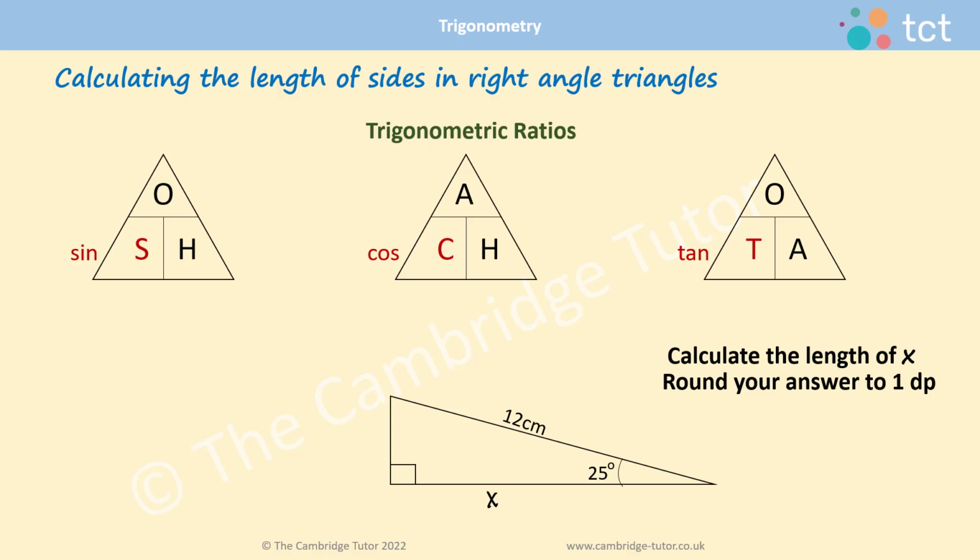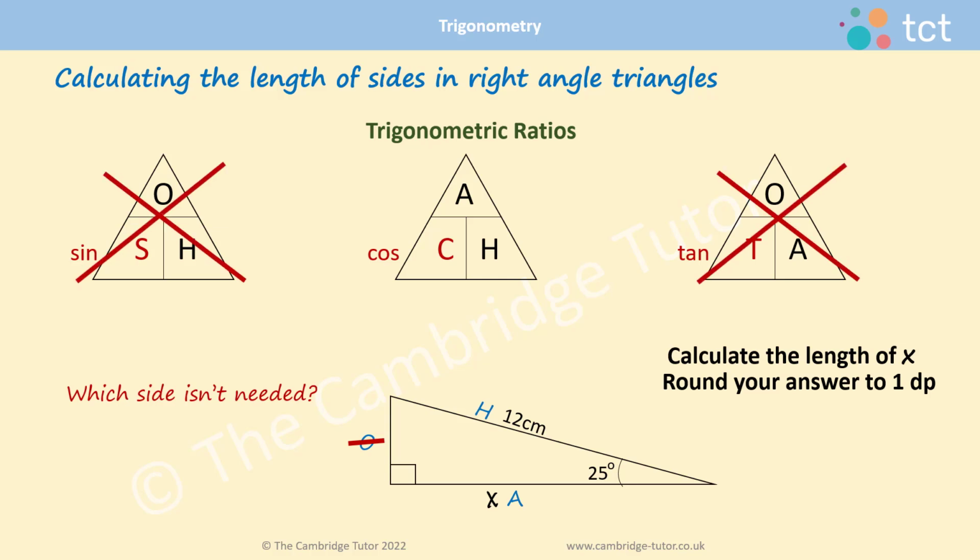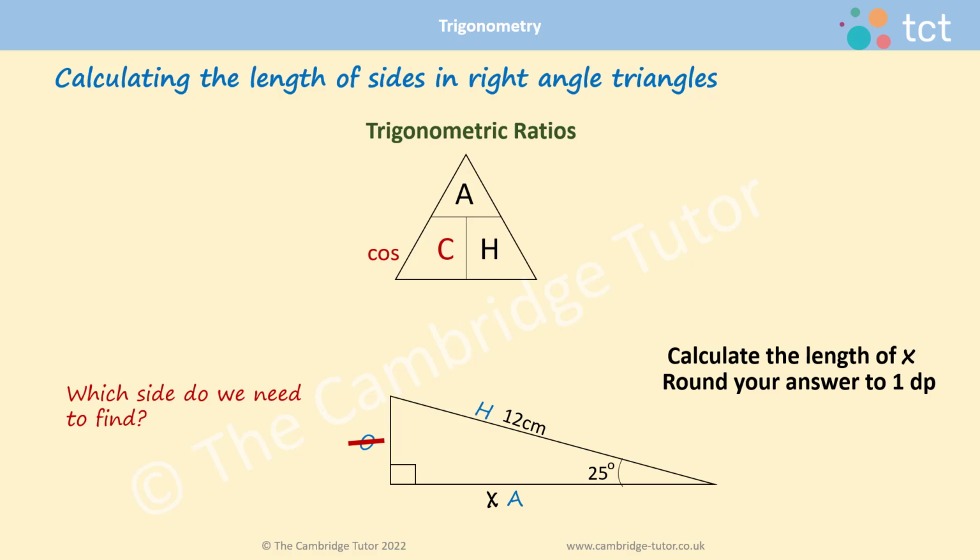Have a look at this one. Calculate the length of x, round your answer to one decimal place. Once again, label the triangle. Hypotenuse, opposite, and the x is the adjacent. Which is the side we don't need? And that's the opposite. So we can get rid of any of the formula triangles that have O for opposite. And we're left with the cos.